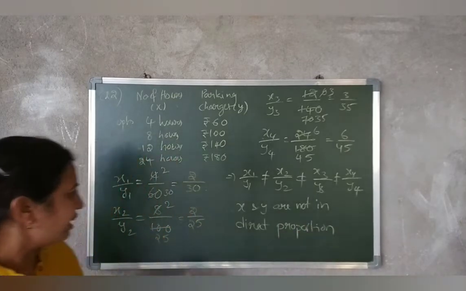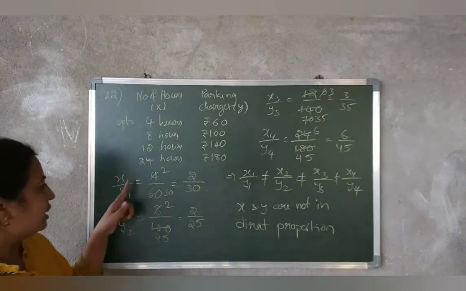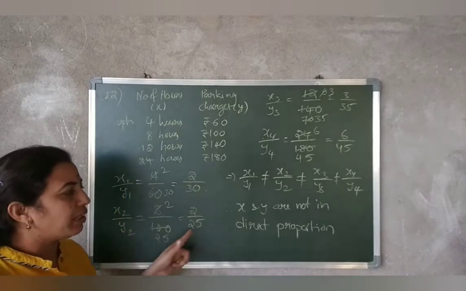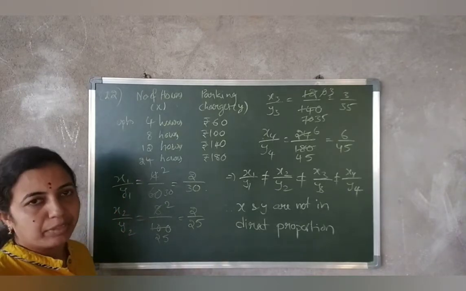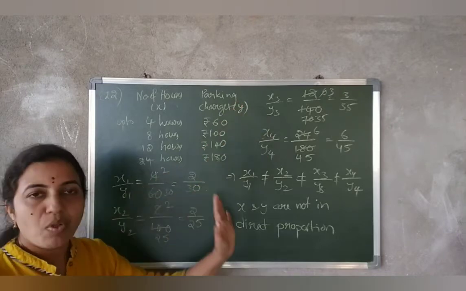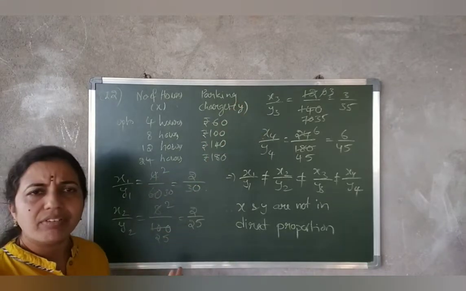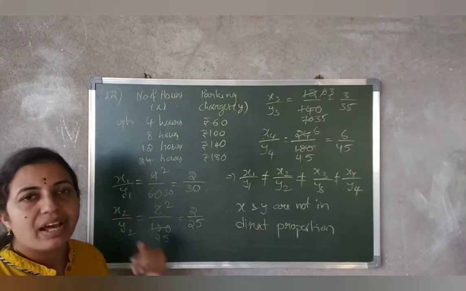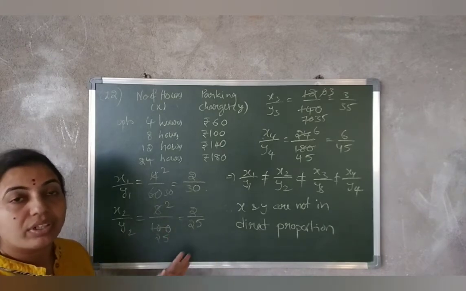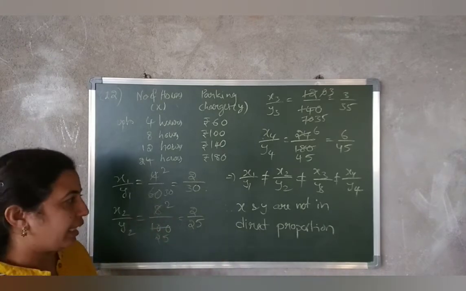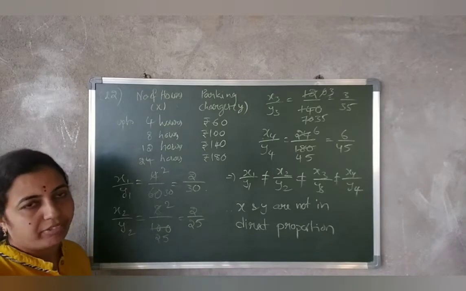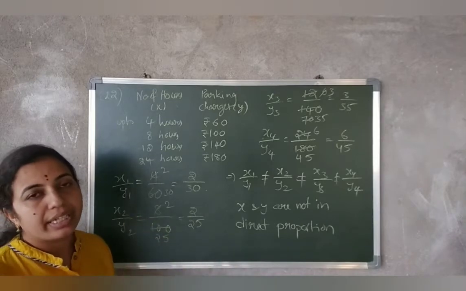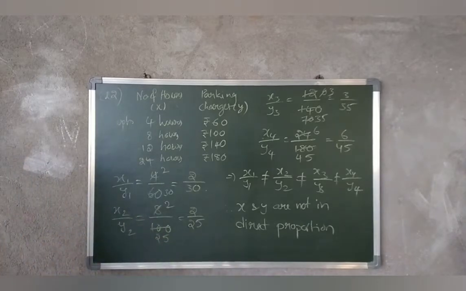You can say it directly. Since x1 by y1 is not equal to x2 by y2, you can say they are not in direct proportion. If even one ratio is not equal, you can write directly that they are not in direct proportion. Okay, this is example 2.